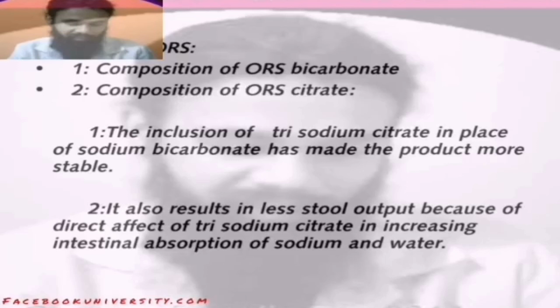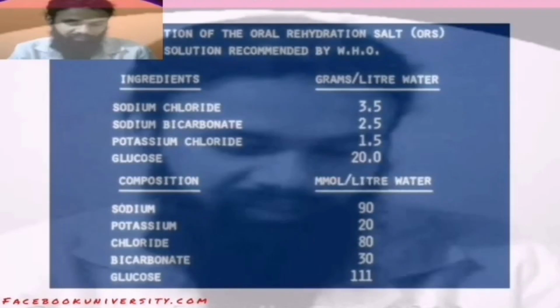Types of ORS: composition of ORS with bicarbonate, and composition of ORS with citrate. The inclusion of trisodium citrate in place of sodium bicarbonate has made the product more stable. It also results in less stool output, a direct effect of trisodium citrate in increasing intestinal absorption of sodium and water. Composition of the oral rehydration salt.